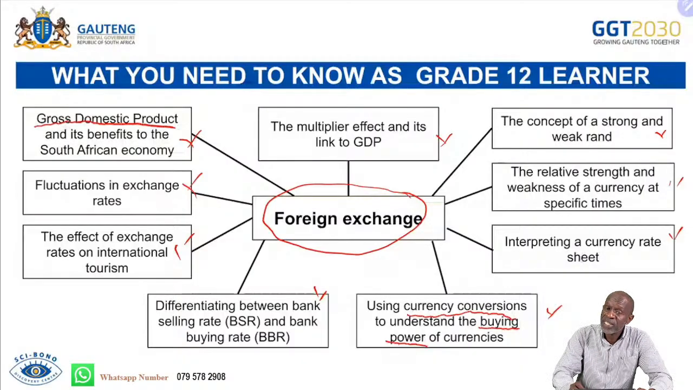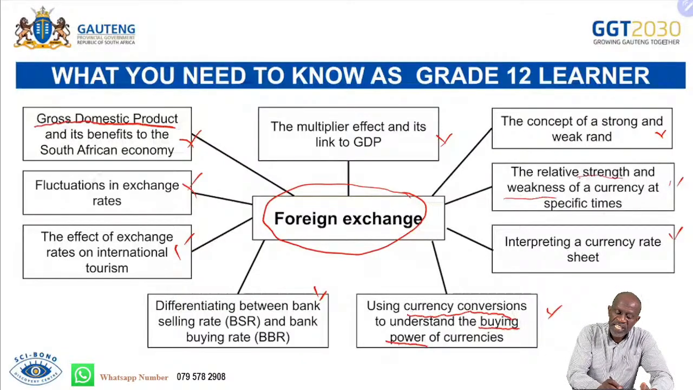We are going to interpret the currency rate sheet. This is a table that gives us the performance of a particular currency as opposed to another. The performance, or how weak or strong a particular currency is as compared to other currencies of the world. That information will be supplied from the rate sheet. We are also going to look at the relative strength and weakness of a currency at a specific time.